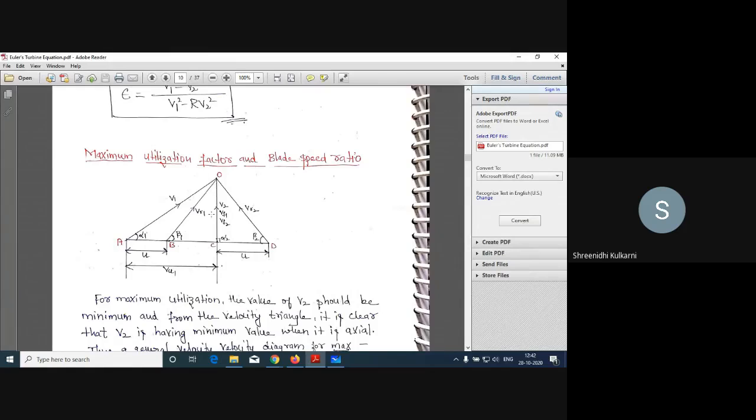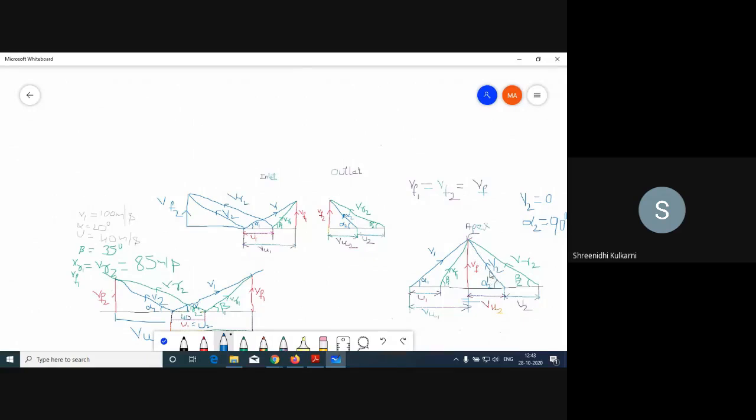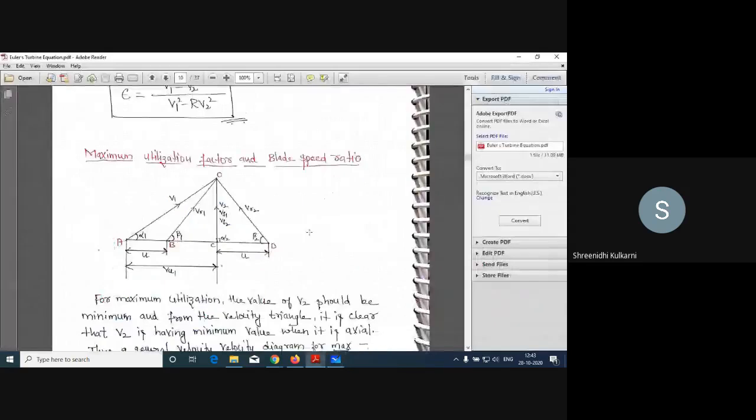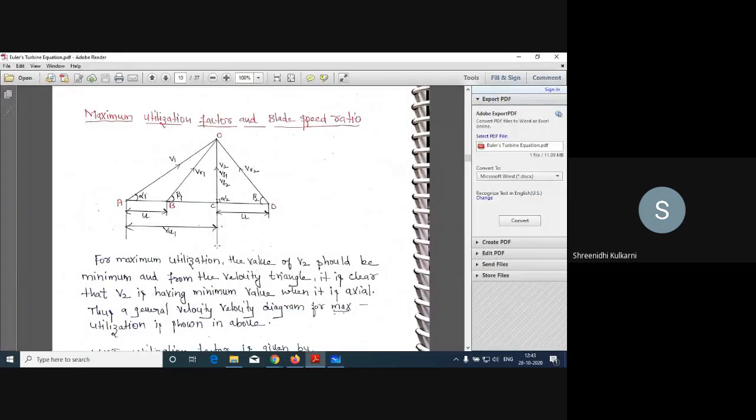So this is the inlet velocity triangle, but while coming to the outlet velocity triangle, we don't have V2. The reason is V2 is minimum. So V2 is equal to VF1 is equal to VF2, and alpha 2 will become 90 degree. The reason is whatever this V2 is, it is lying on VF. So I hope you understood this.